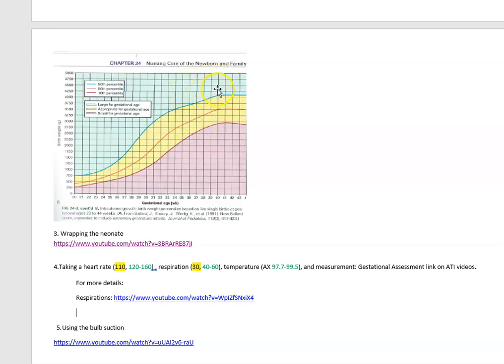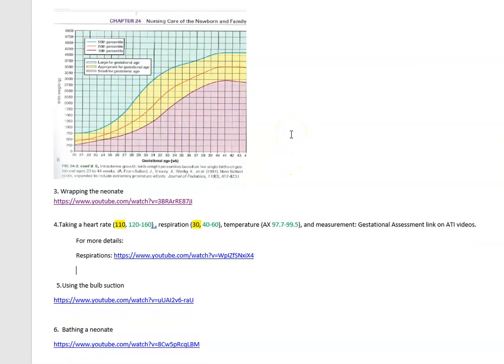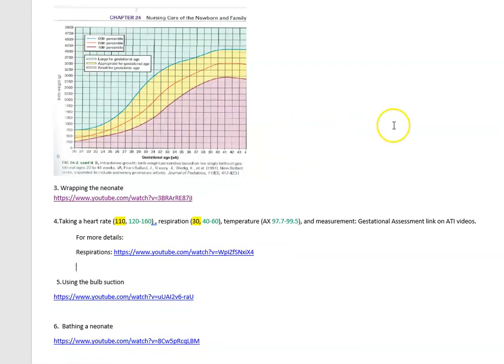If the baby is out here in the green, the baby is large for gestational age, and down here in the pink would be small for gestational age. And both of these would have nursing interventions which would accompany that. So you can see that on your gestational age assessment exam.